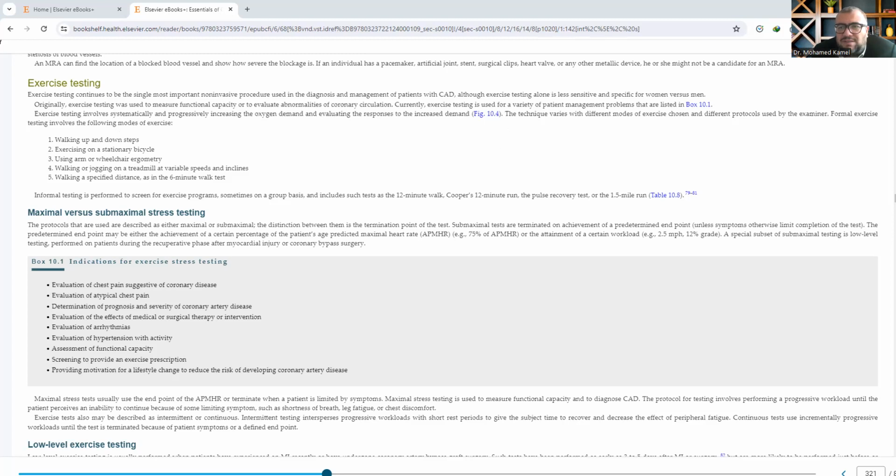Exercise testing involves systematically and progressively increasing the oxygen demand and evaluating the response to increased demand. Okay, the technique varies with different modes of exercise chosen and different protocols used by the examiner. Formal exercise testing involves the following modes of exercise. Okay, the heart is a pump which is pumping blood to the whole body, and this blood should be oxygenated. Okay, and we are trying to increase the demand or the stress on the heart muscle and to see if there will be any ability to meet this oxygen demand or not.